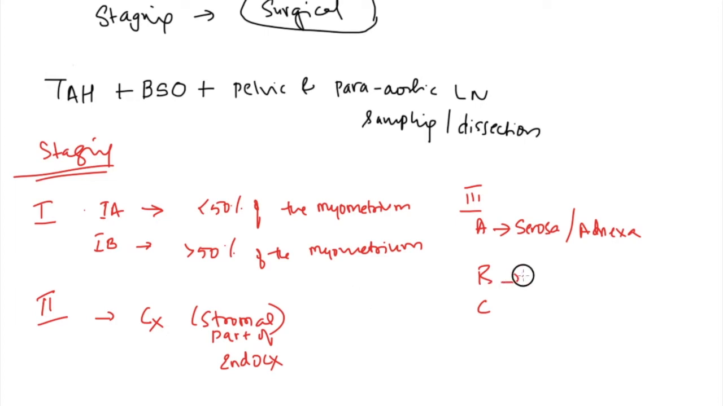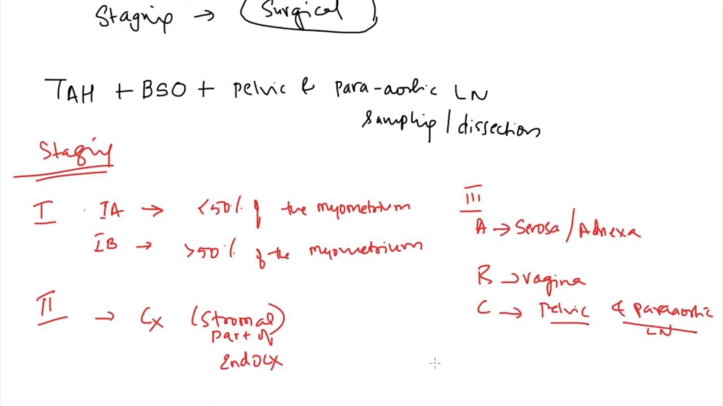B meaning it has come to involve the vagina. So it is spread downwards, that is vertically. Then C meaning it is involving the pelvic and the para-aortic lymph nodes. So again they usually call it 3C1. 3C1 is pelvic, 3C2 is para-aortic.